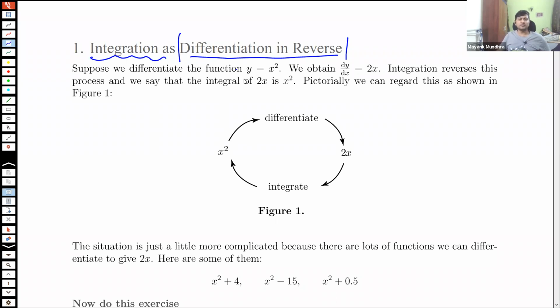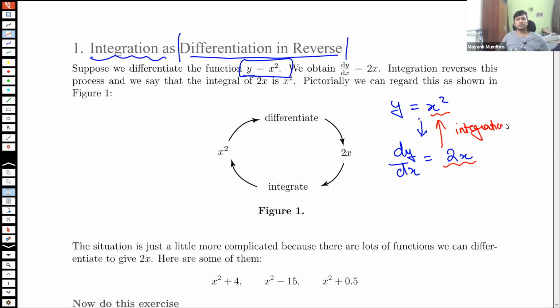Suppose we have y equals x square and we differentiate it. So y is equal to x square. When I differentiate, I get dy by dx is equal to 2x. Now, if I want to go back from 2x to x square, what I need is integration. Integration reverses this process and we say that the integral of 2x is x square. So from x square, if I differentiate, I get 2x, and if I integrate, I get back x square.